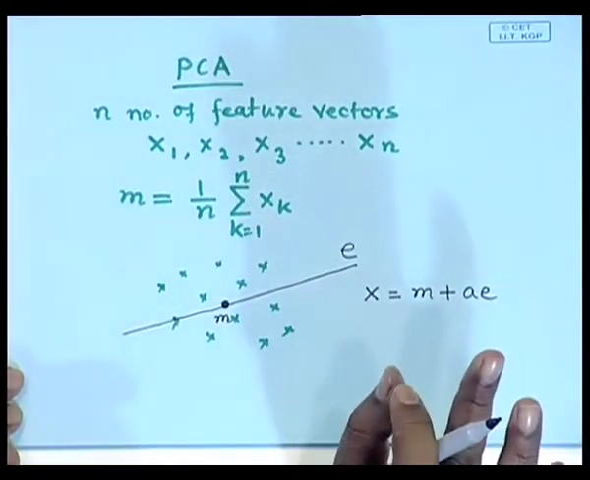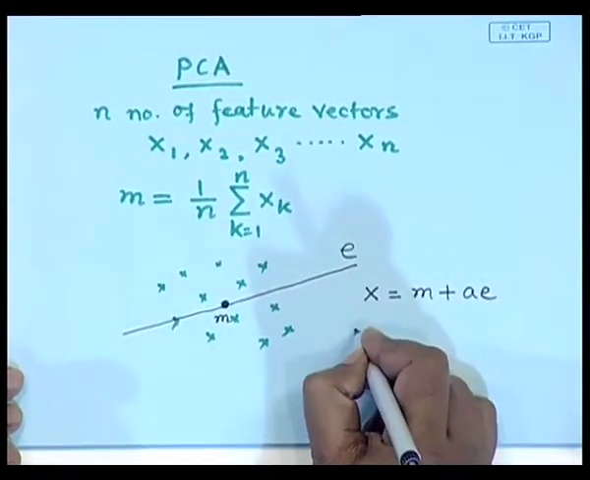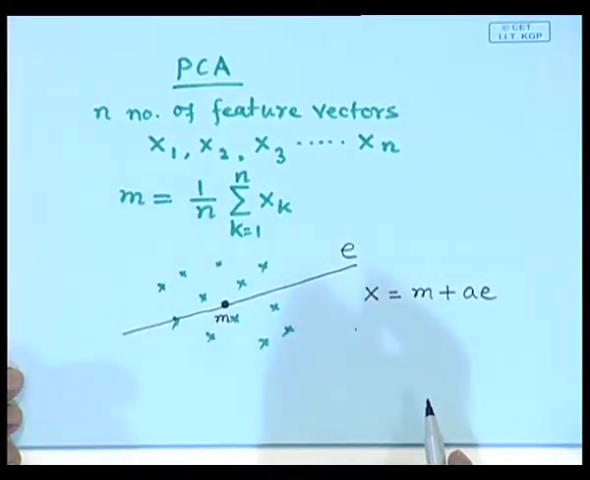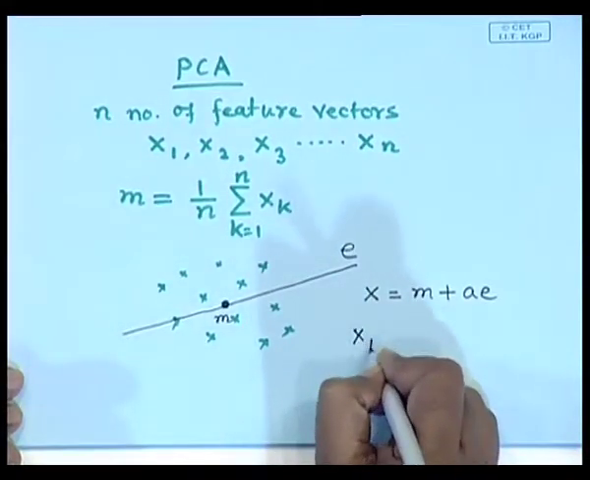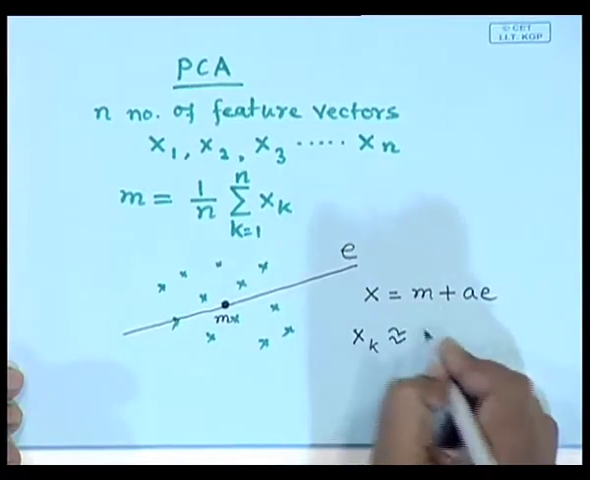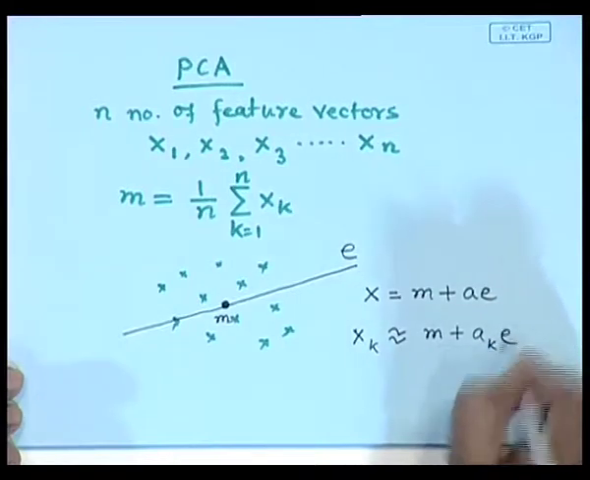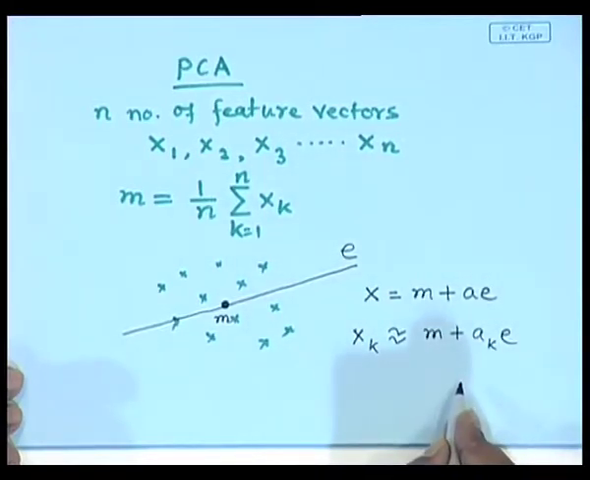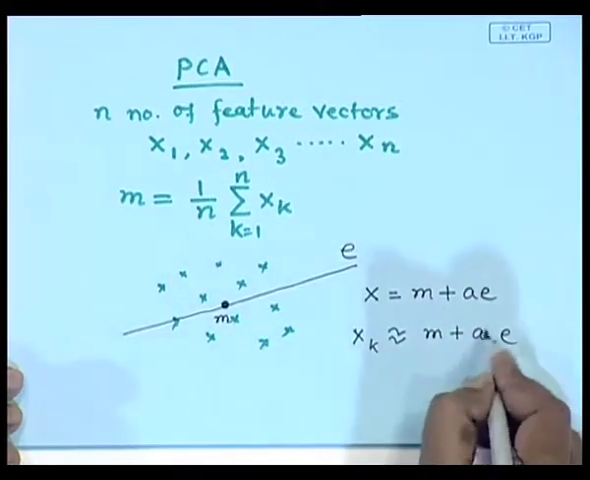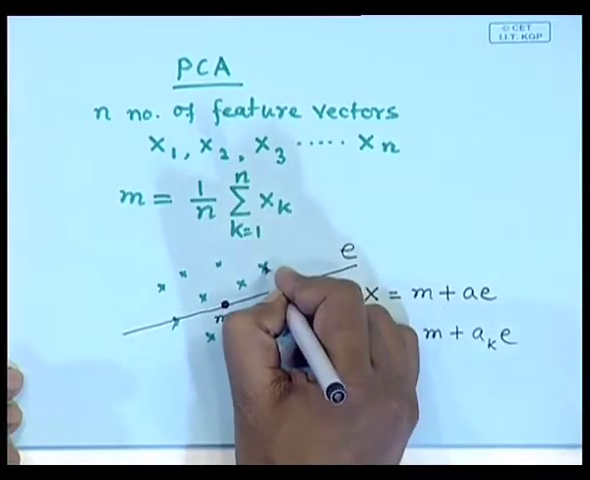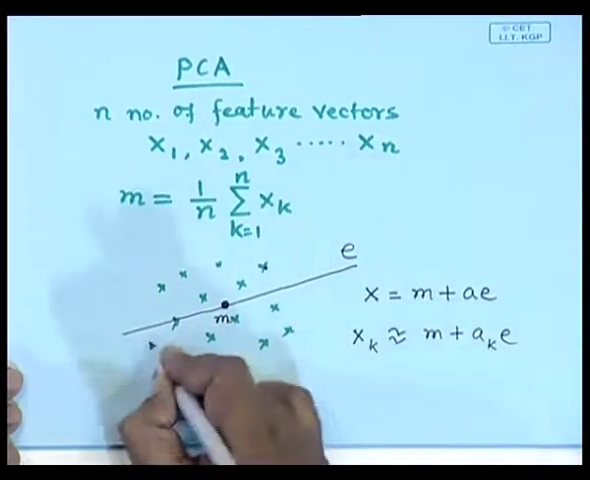Given this, I can represent a point x k on this line by m plus a k times e. We will see what will be the best possible value of this a k. For different points, I will have different values of this a k. So, this a k represents where a point x k is mapped onto this line.